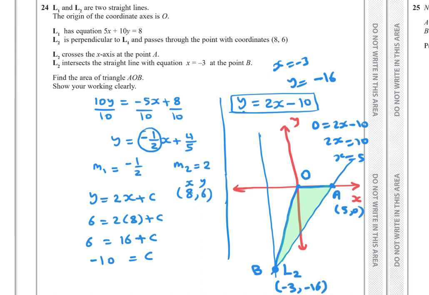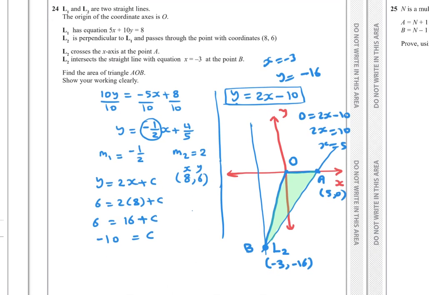Base, the coordinates of A, 5 and 0, so the base is 5, from the origin to the point A we have 5. Base equals 5 and the height is the y coordinate for B, which is negative 16, so 16. The height is 16, cancel the negative because we need the length. So base 5 and height 16. So now the area equals half times base times height equals 40 units squared.